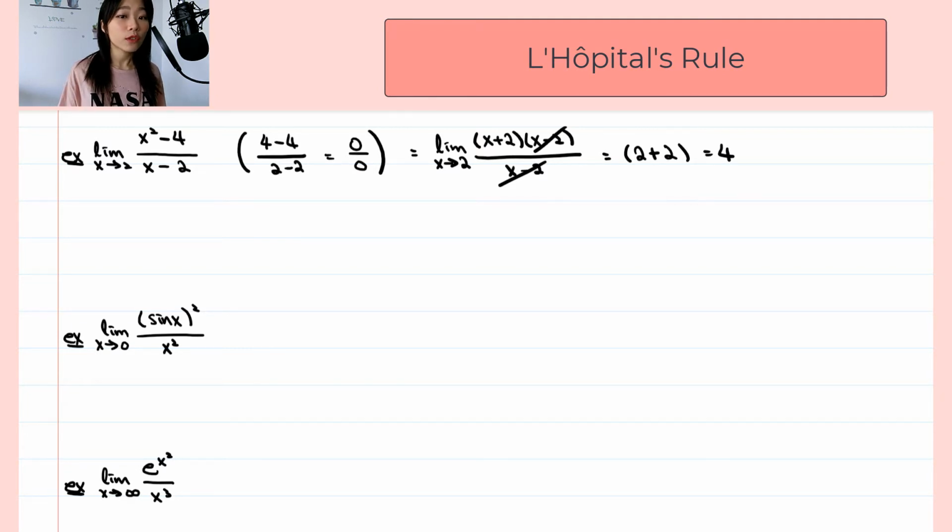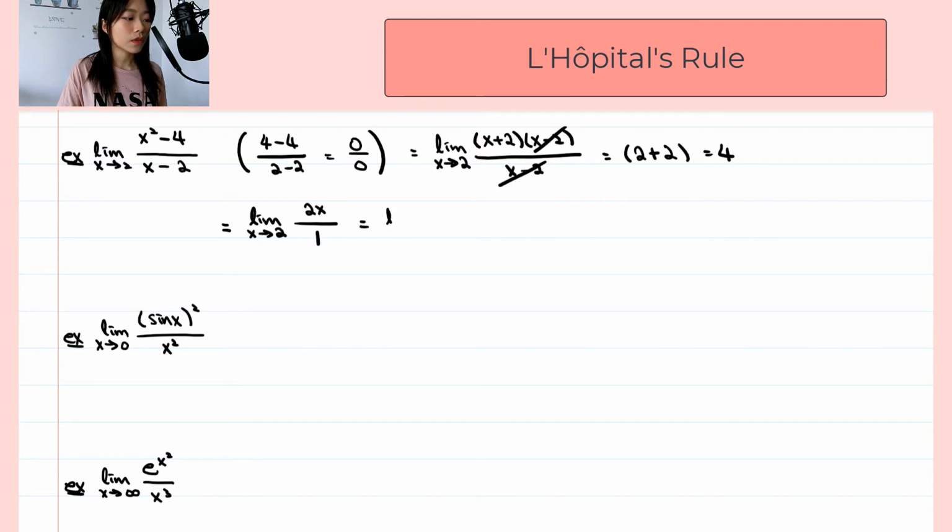Now let's try to use L'Hopital's rule. So L'Hopital's rule says if we use the cheating rule and get 0 over 0 or infinity over infinity, then we take the derivative of the numerator and denominator. So this equals the limit as x approaches 2, then the derivative of x squared minus 4 is 2x. And the denominator is x minus 2, and its derivative is 1.